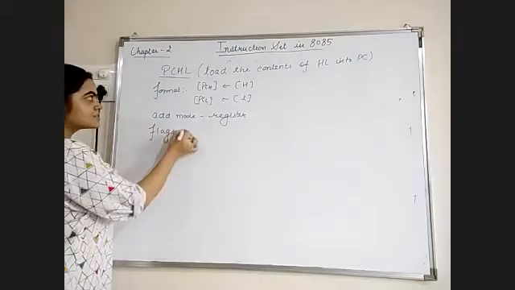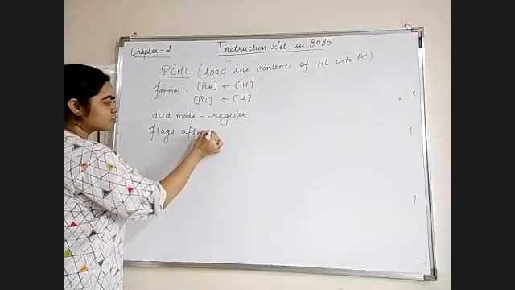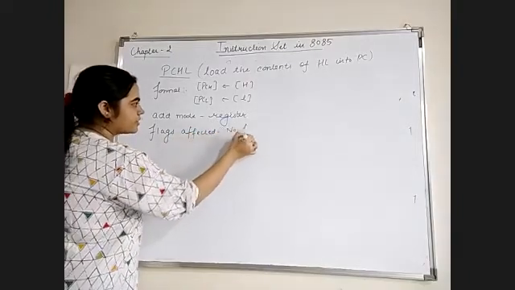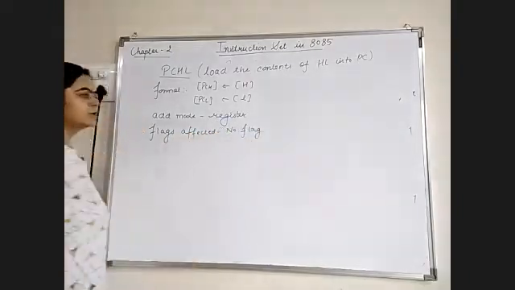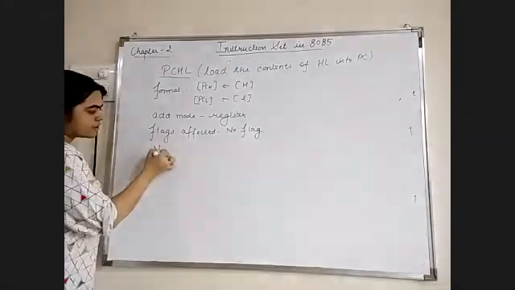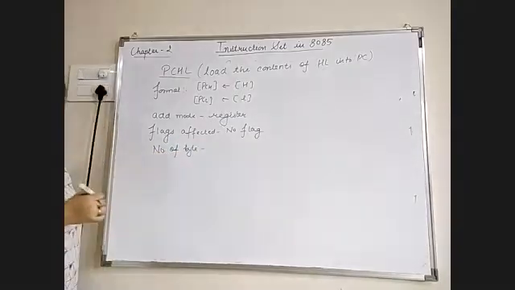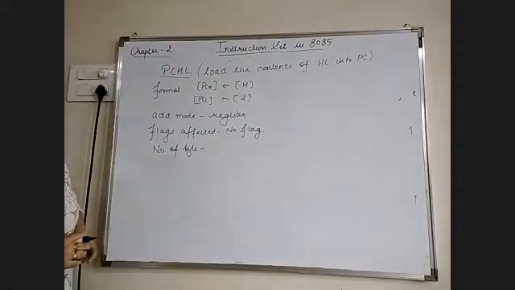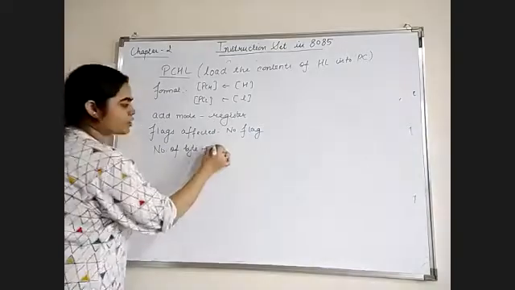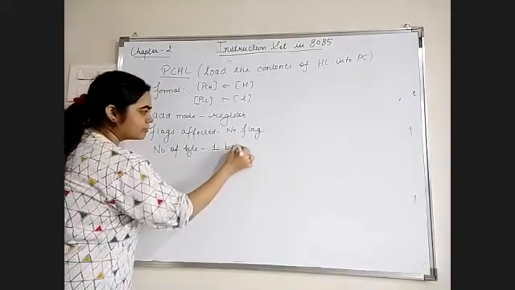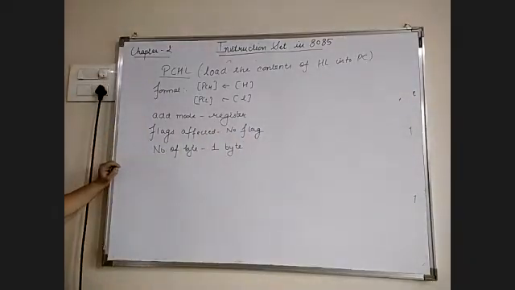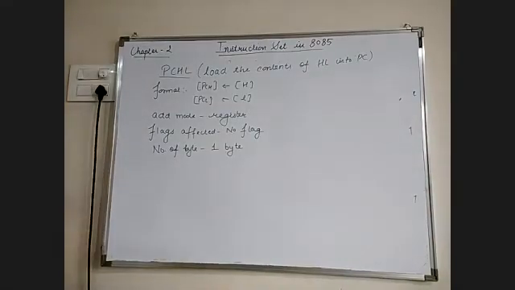So again, this is a branch instruction, so no flag will be affected after the execution of the instruction. Next is the number of bytes. So in this instruction, you can see there is no address given, no data is explicitly given. So that means this instruction will occupy only 1 byte of memory. Okay, now after this, we can see the example.